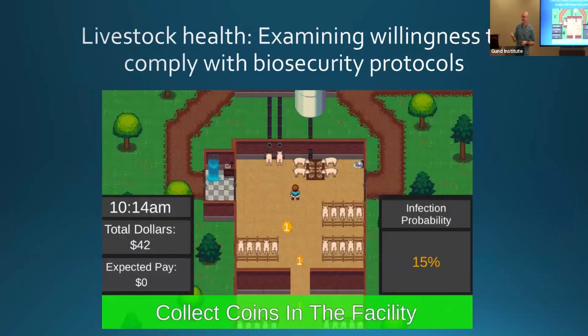So the first game I'm going to talk about today is looking at livestock health, looking at biosecurity. In this game, we are really interested in people's willingness to do things that would protect the health of their herds and prevent disease from getting into the building. It's analogous to washing your hands. In this case, they have to do a lot more than washing their hands. They have to take a shower going in and out. That's what the protocol suggests.